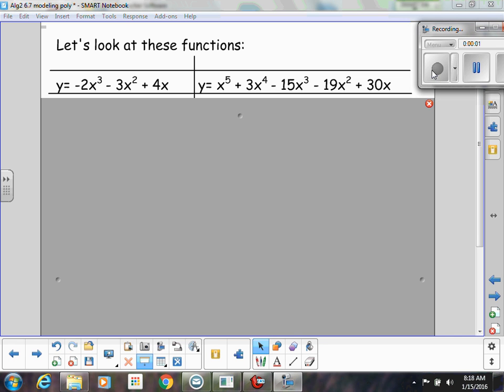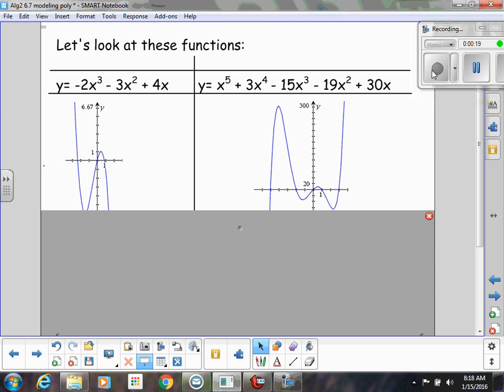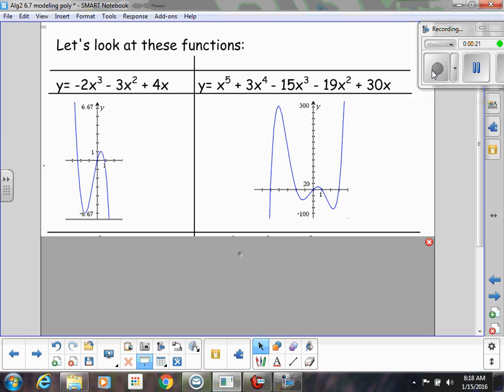In this video, we are going to look at polynomial graphs and see what the connections are between the equations and the graphs themselves. So first, we're going to look at these functions, and I've already graphed them on the graphing calculators. So what I'd like you to do is when I show you the graphs, I want you to draw a little sketch in your notes.